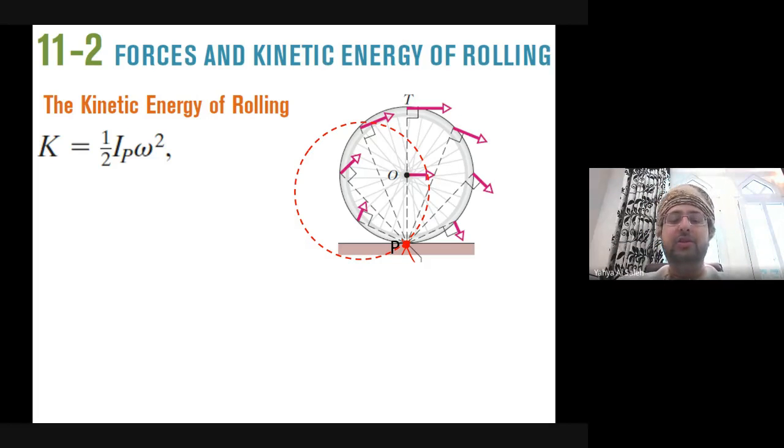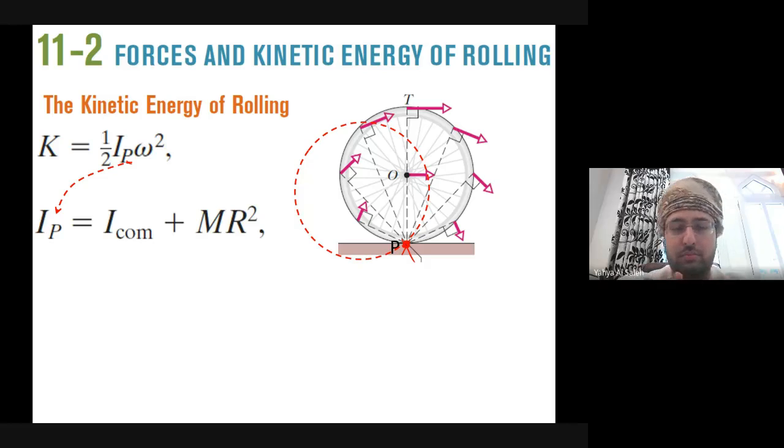Now, its kinetic energy of rotation would be half I omega squared. And I denoted it by I_P to mean that it is I, the moment of inertia at point P. So half I_P omega squared.